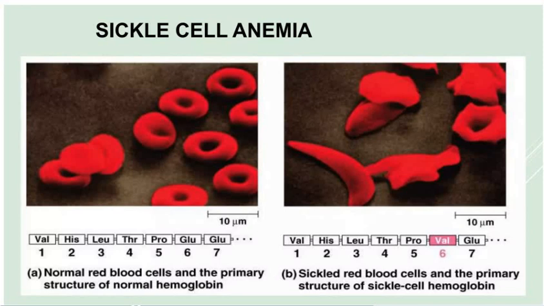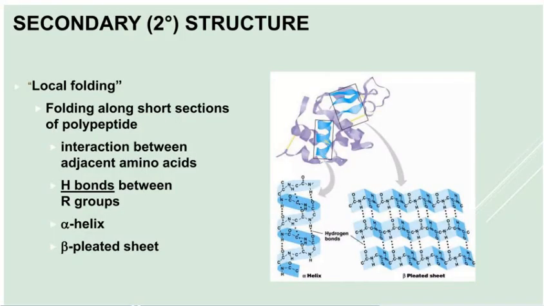So, sickle cell anemia: you can see the valine, histidine, leucine, threonine, proline, glutamine. You can see the change here, valine in place of glutamine. So normal red blood cell and the primary structure of normal hemoglobin, sickle red cell and the primary structure of sickle cell hemoglobin.